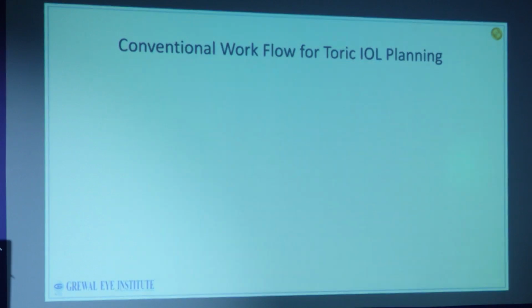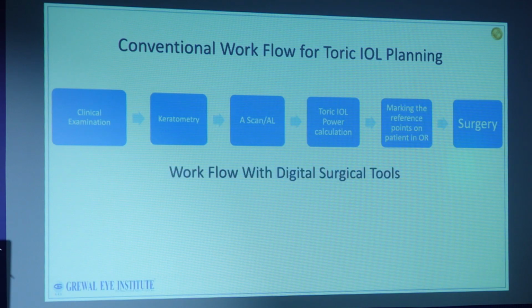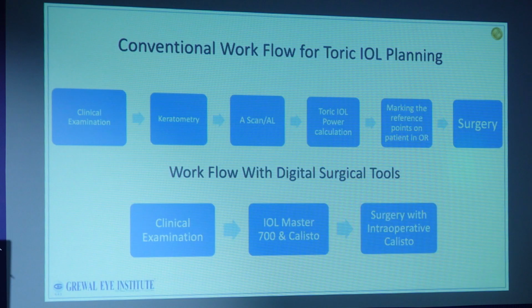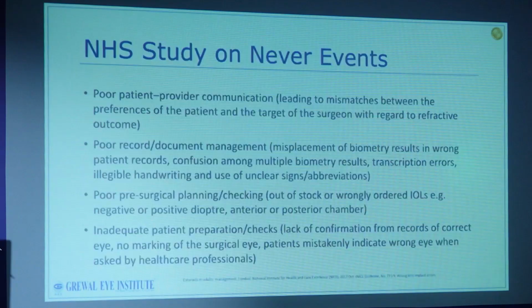So if we talk about, when we normally want to plan a toric IOL, we'll have to do the same steps: clinical examination, keratometry, A-scan, calculate the IOL power, then mark the references in the OR, and then perform the surgery. But if you move to a digital tool, markerless toric surgery, we can reduce that down to just 3 steps, which clearly saves a lot of time. But studies have actually shown that even beyond this, if you just repeat the same process with something such as EQ Workplace, which is a whole cataract flow solution, you'll actually save a further 4 minutes per case.